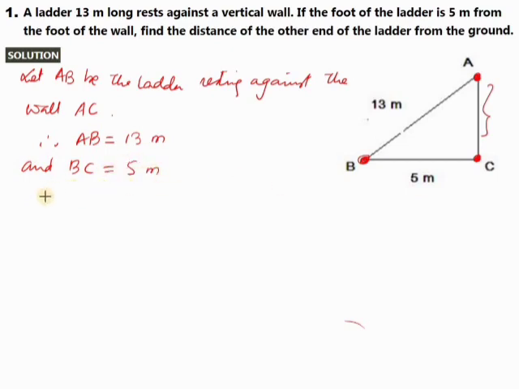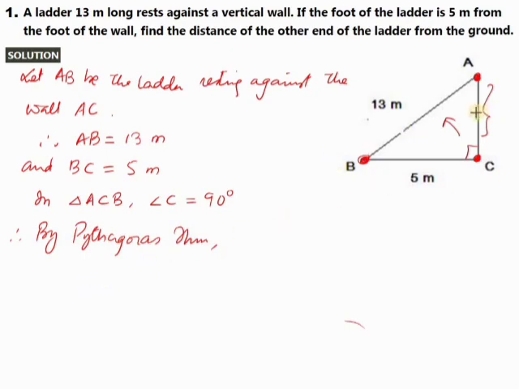Okay, BC is given to be 5 meter. Now in triangle ACB, you have angle C equal to 90 degrees, right? Angle C is 90 degrees. So that's why the side opposite to 90 degrees, that is AB, becomes my hypotenuse. Okay, so therefore by Pythagoras theorem, hypotenuse squared, so AB squared, is equal to AC squared, perpendicular squared, plus BC squared.